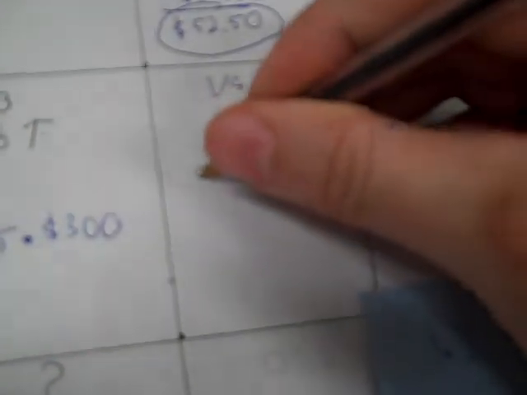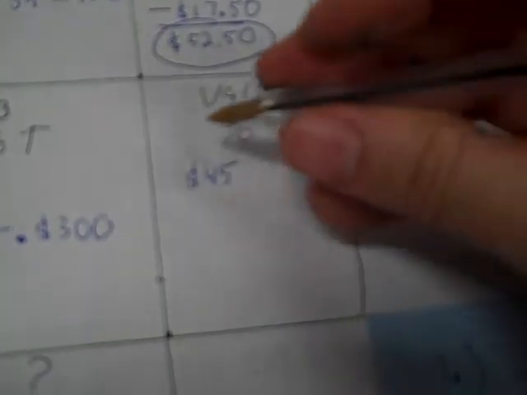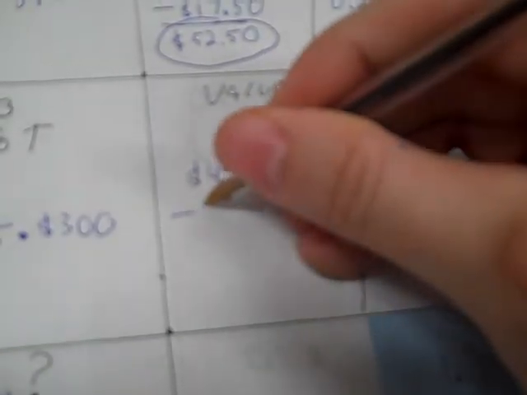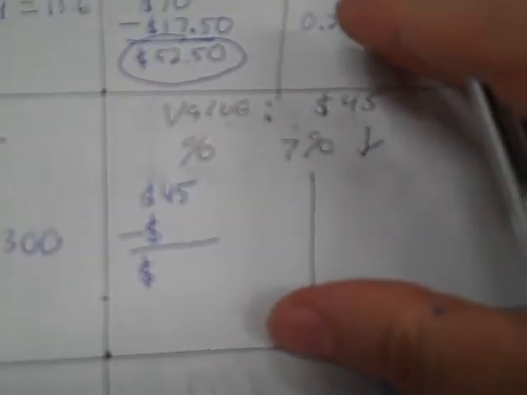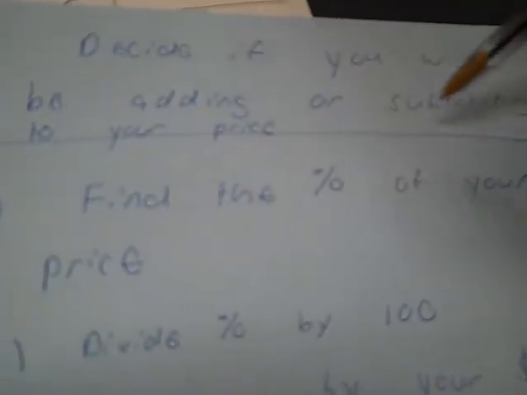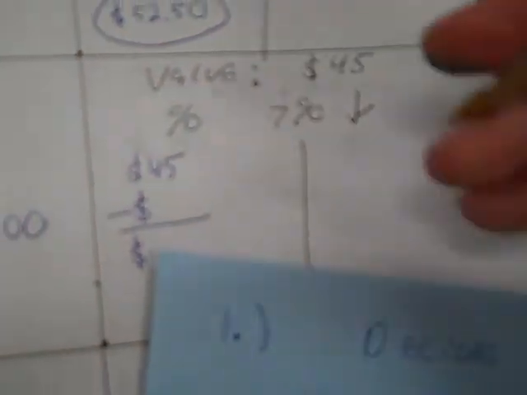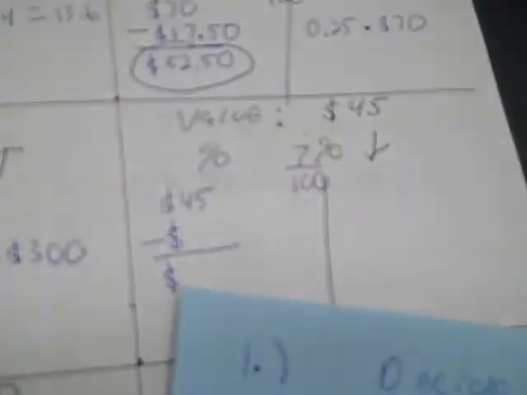Okay, and the last example, we have a price of $45, and then the price is going down, so I need to subtract a money amount to get to another money amount. Okay, so we need to find out how much money 7% of 45 is going to be. So find the percent of your price, okay, and by dividing the percent by 100, so 7 divided by 100. Again, to find the percent of anything, you got to divide that percent by 100.